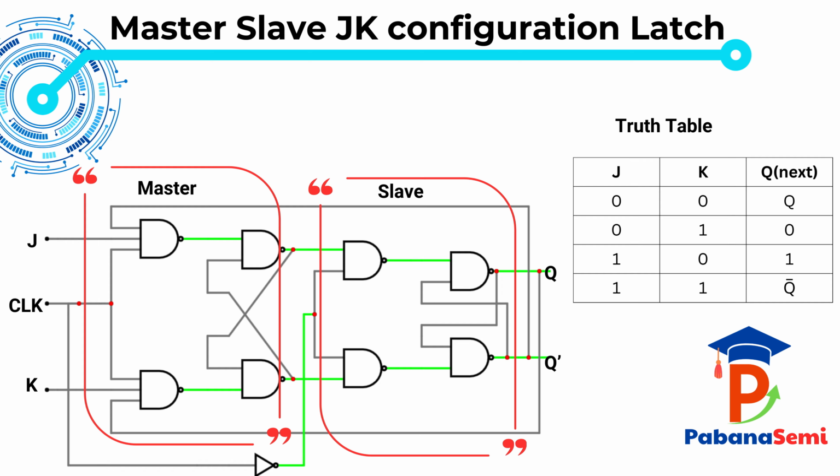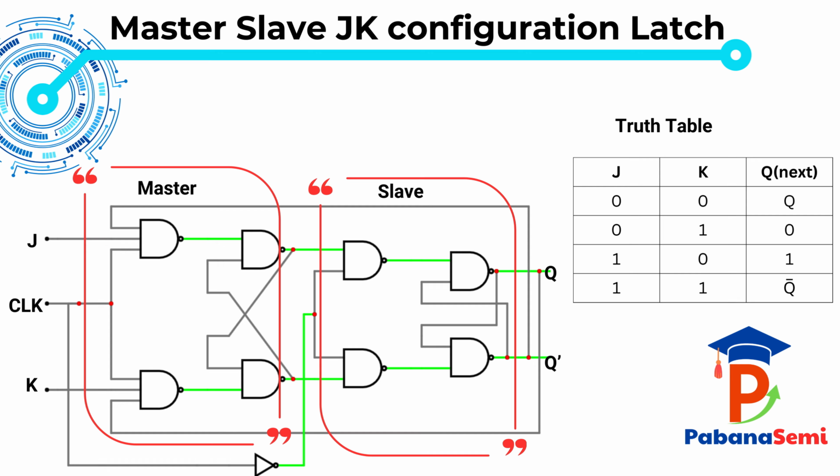A master-slave JK flip-flop is built using two level-sensitive latches connected in series. The first latch is called the master latch. It is active when the clock is high, meaning CLK equals 1. So during this time, the master latch captures the effect of J and K. The second latch is called the slave latch. It is active when the clock is low, meaning CLK equals 0, using an inverted clock.